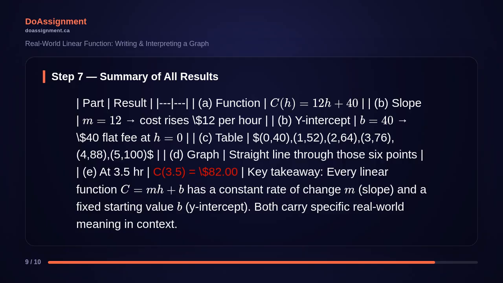Let's summarize everything. The linear function is C of h equals 12h plus 40. The slope of 12 means the cost increases by $12 every hour. The y-intercept of 40 represents the flat setup fee. The table shows output values from 40 up to $100. The graph is a straight line through all 6 points, and at 3.5 hours, the total cost is exactly $82. Understanding slope and y-intercept in context is the core skill for graphing linear functions.